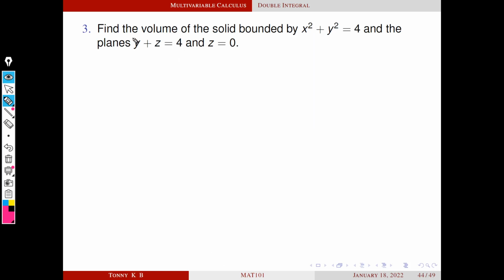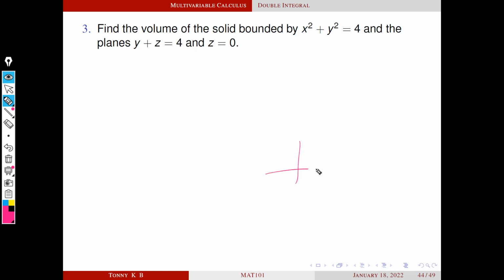Okay, consider the next problem. Find the volume of the solid bounded by x square plus y square equal to 4 and the planes y plus z equal to 4 and z equal to 0. What is z equal to 0? z equal to 0 means our xy plane. Clear? And what about x square plus y square equal to 4 in 3D?